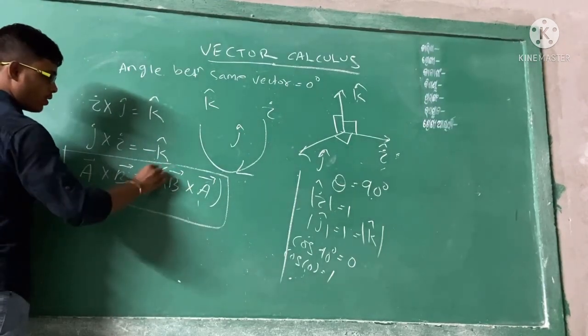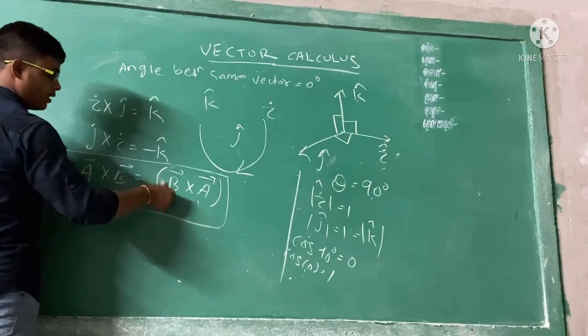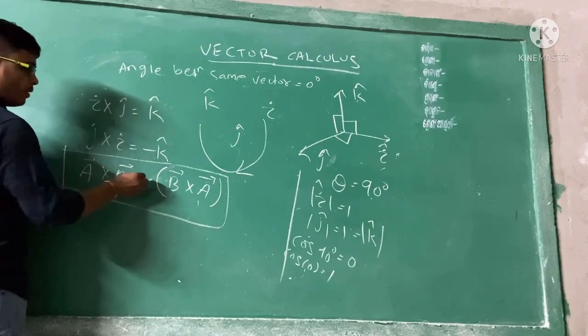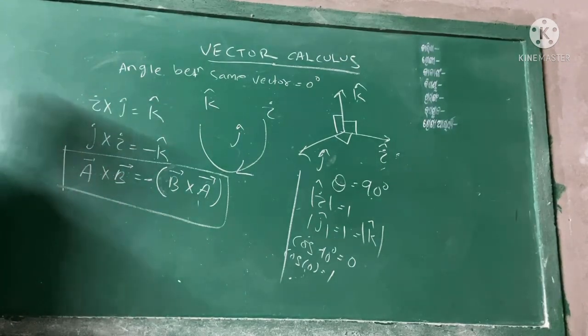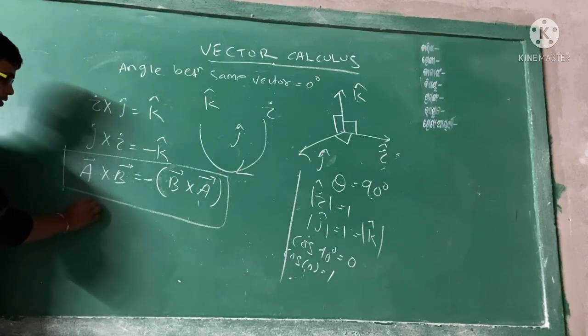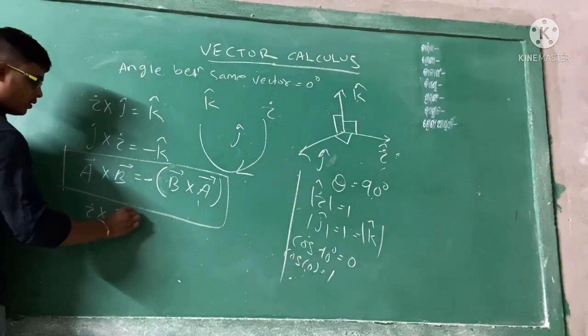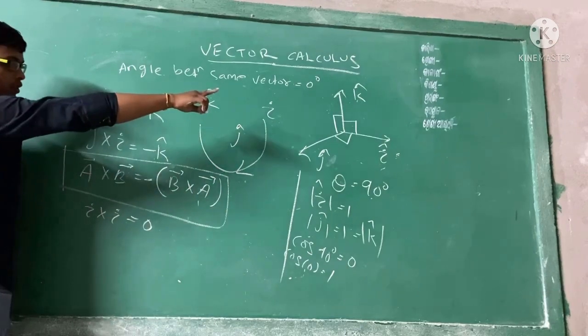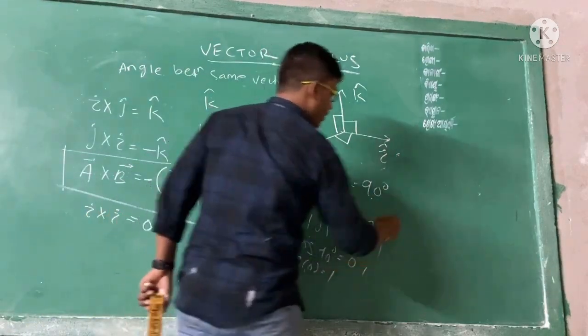Remember, the minus is outside the bracket. This is not connected to b. a cross b is minus b cross a. So this is the reverse thing. So that's why, okay, what will be i cross i?